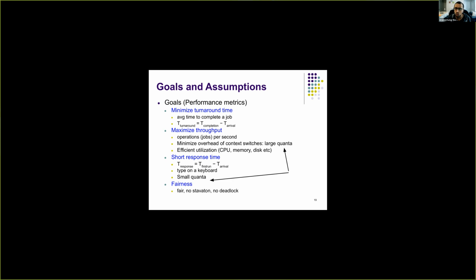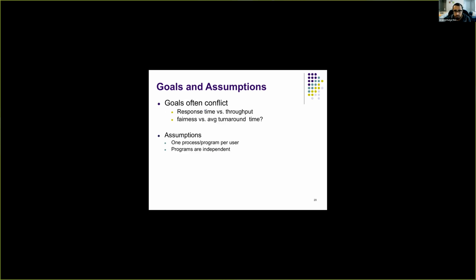And finally, we want this CPU scheduling policy to be fair. That means we want to make sure that all the processes in the system get a fair share of the CPU. Also, we don't want any starvation, and of course no deadlocks. So these are the four fundamental goals of any CPU scheduling policy. However, these goals often conflict with each other.